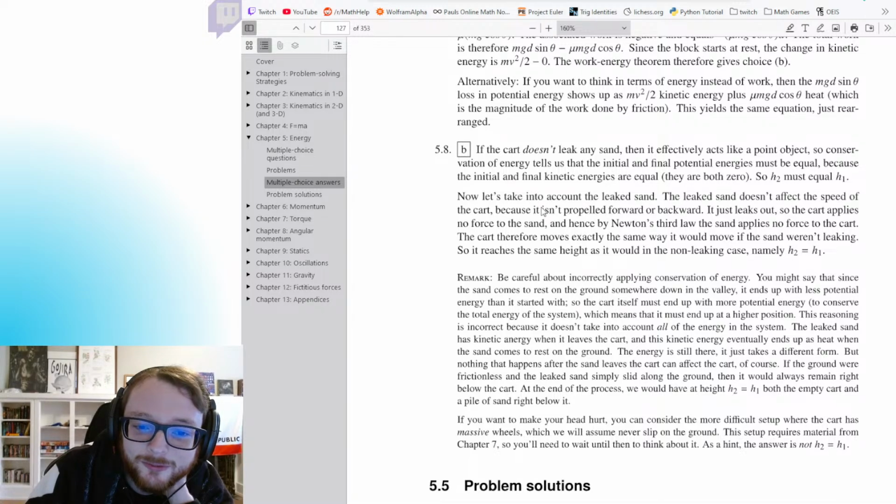The cart applies no force to the sand. Hence, by Newton's third law, the sand applies no force to the cart.